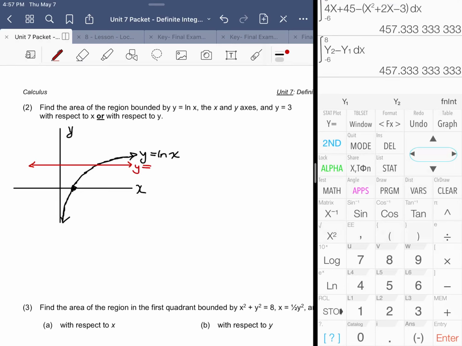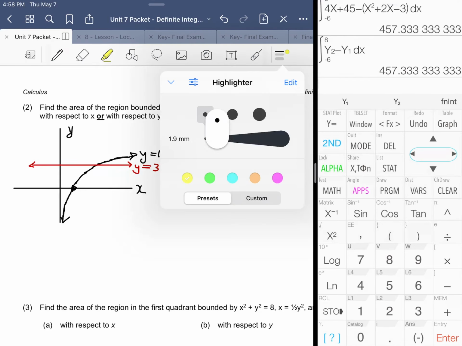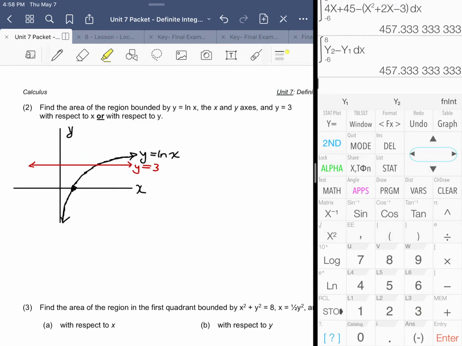We just have to find the area that's bounded between this function, the line y equals 3, which I'm going to put right now, and the two axes, which I'll use a highlighter to denote. So this is my bounded region. I want to be living only within this enclosed area.